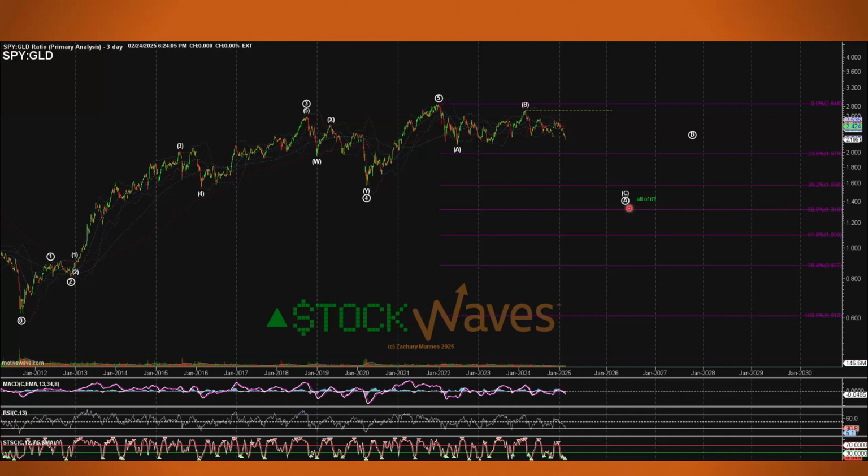This chart doesn't actually look much different from the one that I shared back in August when I was here, other than just continuing to leak a little bit lower from the resistance, the higher low that we saw back here. So we've got a little bit of a wider flat and it continues to head down from there.